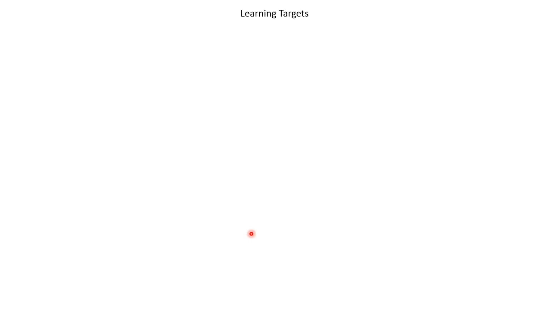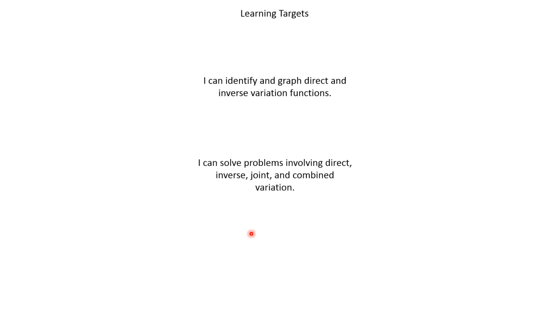Our learning targets for today: I can identify and graph direct and inverse variation functions, the two types of variation that we'll be looking at, really. And I can solve problems involving direct, inverse, joint, and combined variation. The direct and inverse are the two types. Joint and combined just really combine these. In fact, joint is combined for all intents and purposes. So these two are just more applications of the two that we'll be looking at.